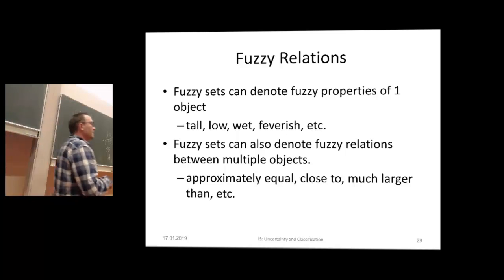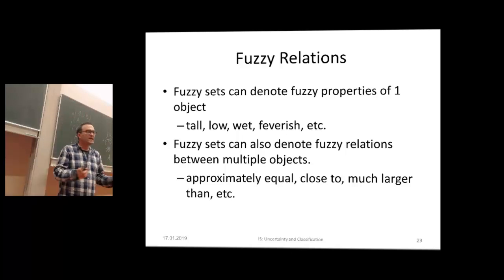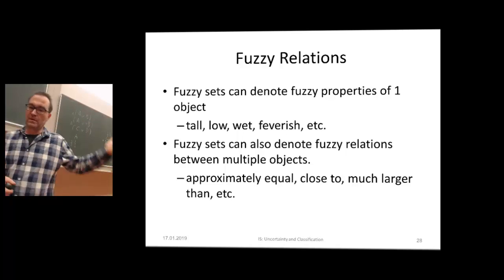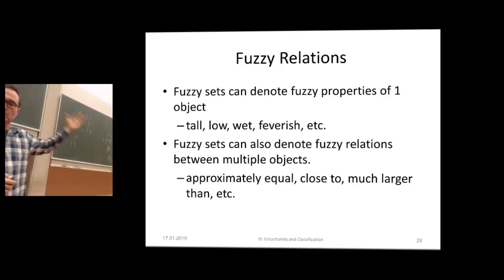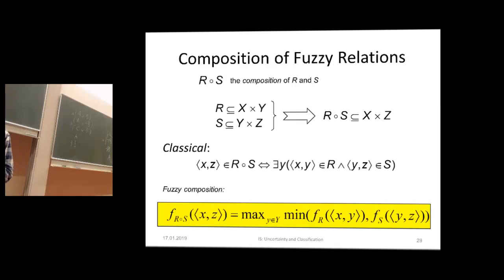And then when you look at the fuzzy, not only the subclass and class relations, you can obviously also define relations between objects. So up to now we have looked at things like tall, low, wet, feverish, but we can also combine those things between multiple objects. So the classical definition of relation. And there you have the notion of composition.